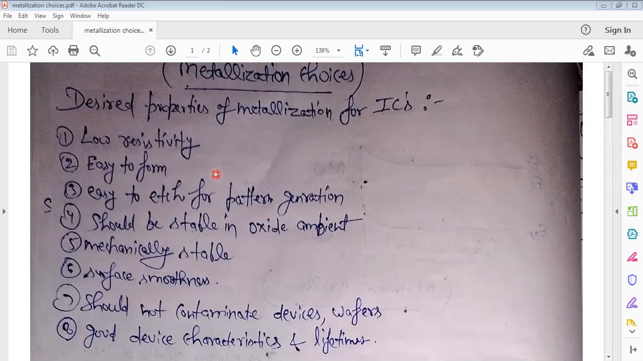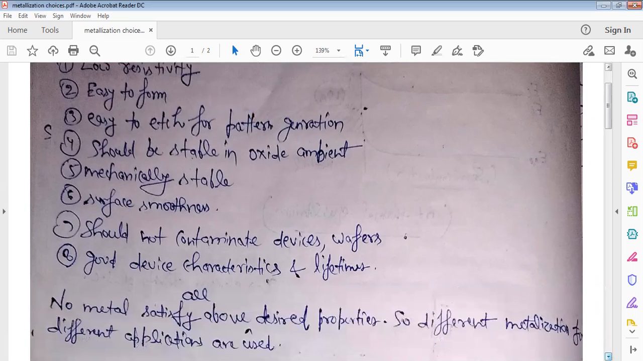It should be mechanically stable. It should not alter the device characteristics. It should have good device characteristics and lifetime. It should not contaminate devices and wafers. And its surface smoothness should also be there. So these are the desired properties of a material that is used for metallization purpose.